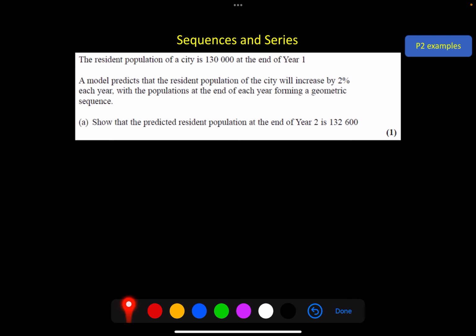The second one is an old exam question. The resident population of a city is 130,000 at the end of year 1. A model predicts that the resident population of the city will increase by 2% each year, with the populations at the end of each year forming a geometric sequence. So the first term, at the end of the first year, is 130,000.